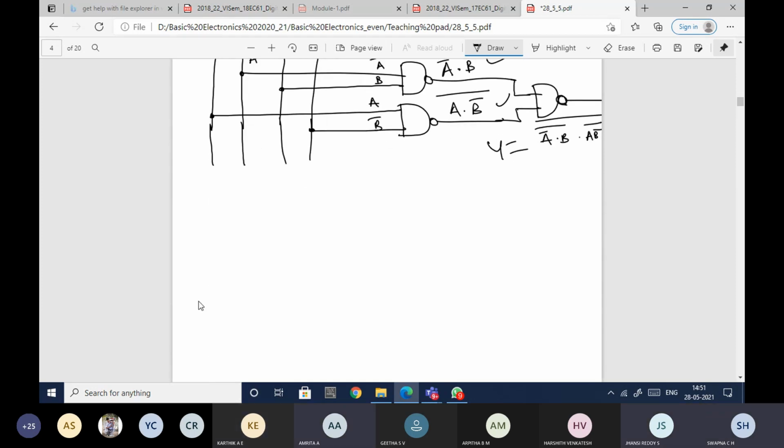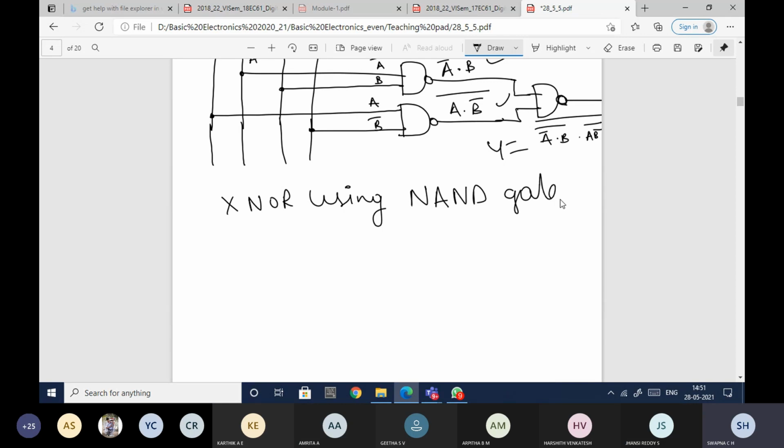Yes, ma'am. Will you try the implementation of XNOR using NAND? Yes, ma'am. Just try it now, because only when you start doing it on your own, you'll have the doubts.